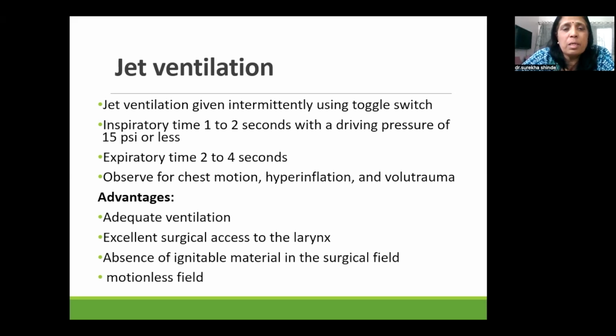But you can have adequate ventilation. You can see the chest rise, excellent surgical access to the larynx, and there is no ignitable material in the surgical field, and it is motionless also. So that's kind of an advantage in jet ventilation.